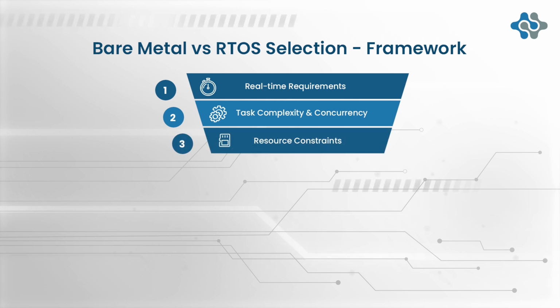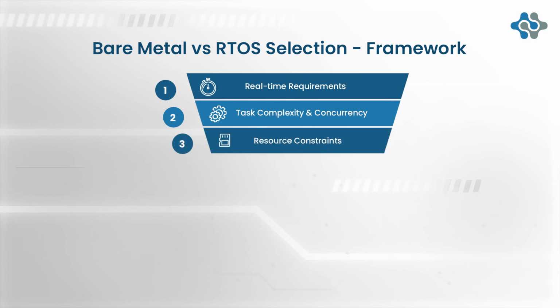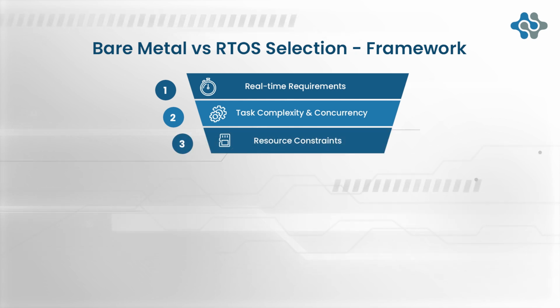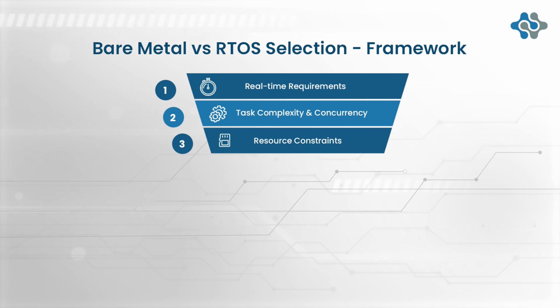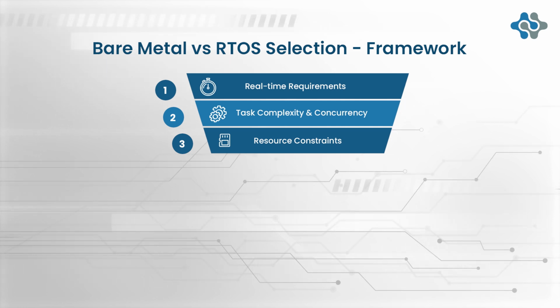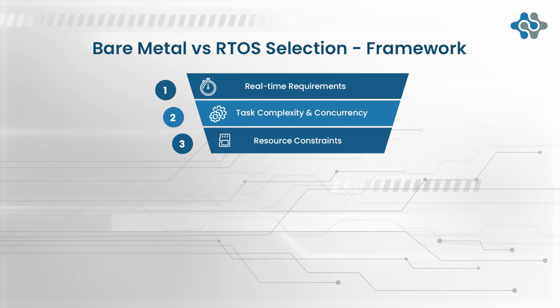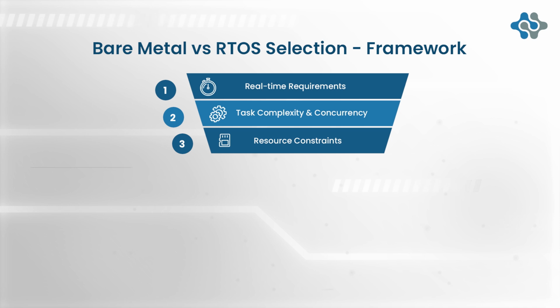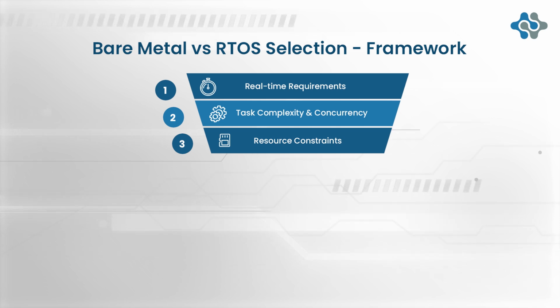Third criteria, resource constraints. How much RAM and flash does your target MCU have? If you are down to a few kilobytes of RAM, bare metal might be your only option, as even the smallest RTOS kernels have memory overhead. However, modern MCUs often have enough resources to comfortably run an RTOS kernel and several tasks.